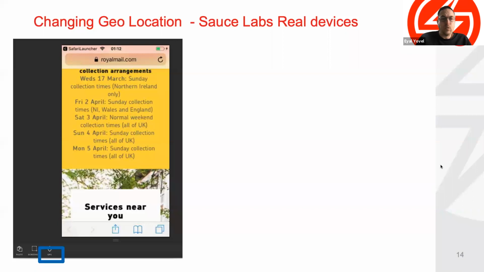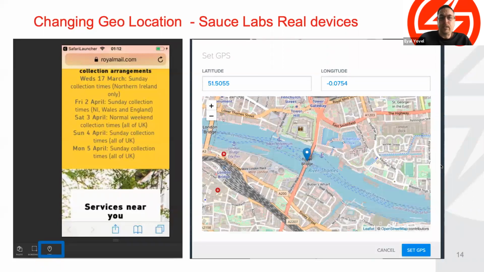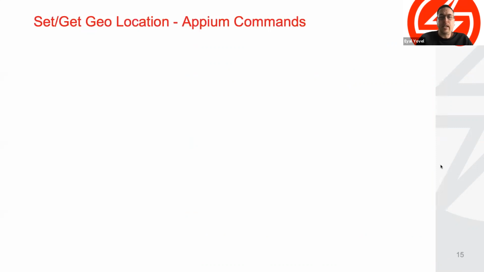In SOSLab real device, we also have in the menu set GPS. It opens. We can set the new latitude and longitude. Click set GPS, and we set also the GPS in the real device.